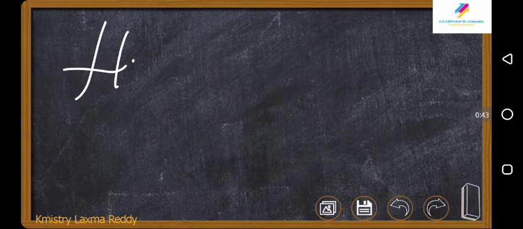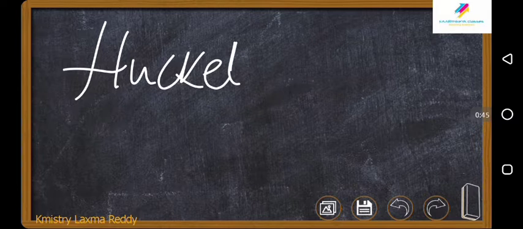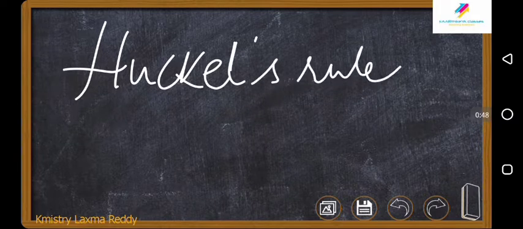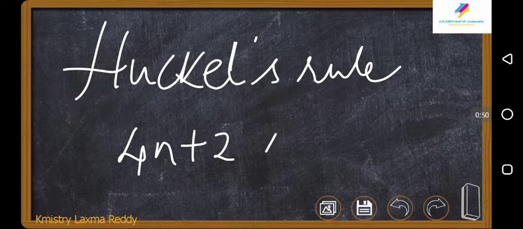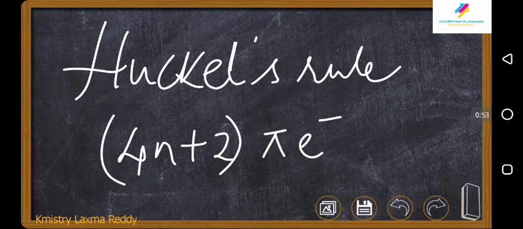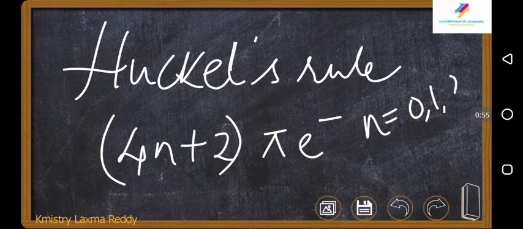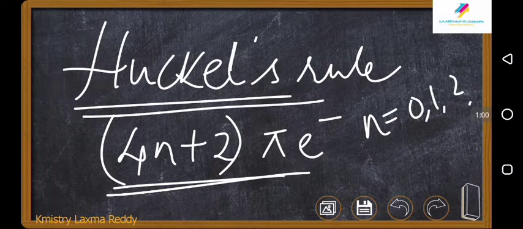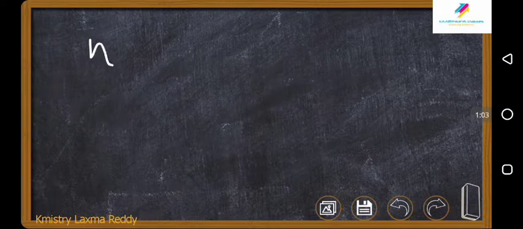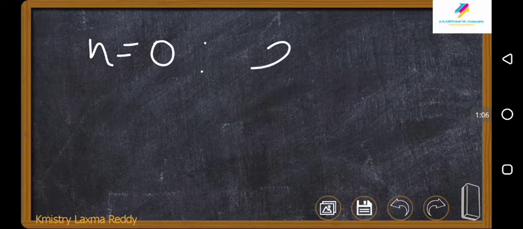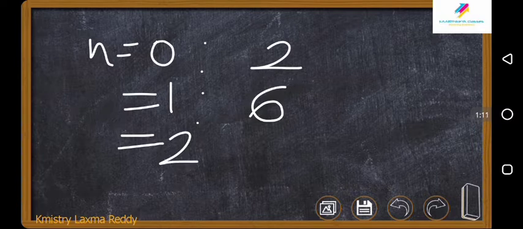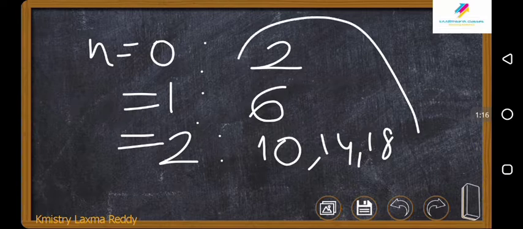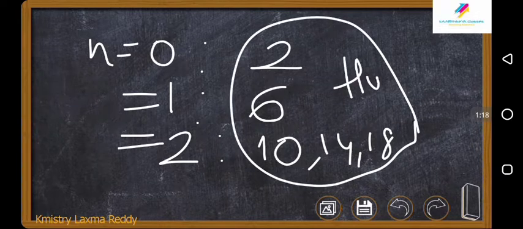Along with all this, it must follow Huckel's rule. What is Huckel's rule? Huckel's rule is 4n plus 2 pi electrons, where n is equal to 0, 1, 2, 3, anything. If it is following 4n plus 2 pi electrons, that is called Huckel's rule. If n is equal to 0, the number of electrons is 2. N is equal to 1, 6. N is equal to 2, 10. Like this, 14, 18, all these numbers are called Huckel's numbers.